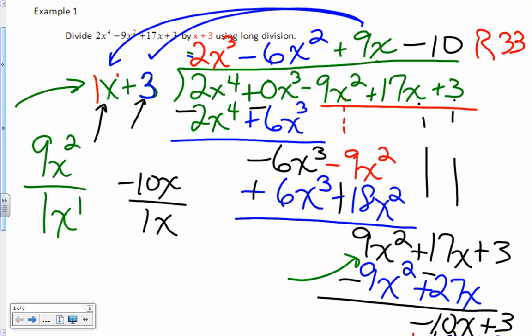Or really what you could write is that the answer is 2x to the third minus 6x squared plus 9x minus 10. And then you could put plus 33 divided by x plus 3, because I'm still trying to divide 33 by x plus 3. You can write it that way as well if you'd like, because technically it just didn't work out, and I can't divide it any further.